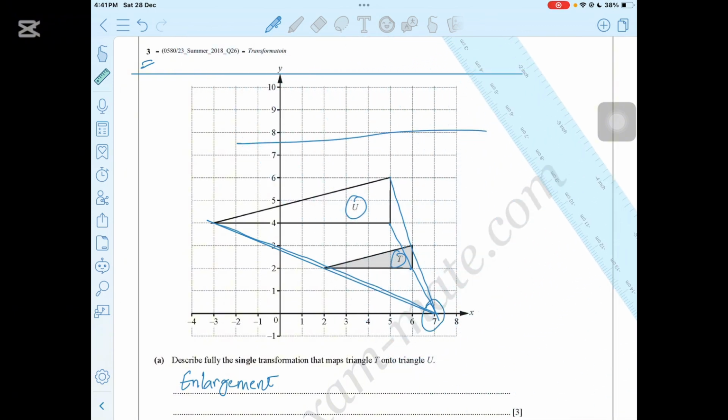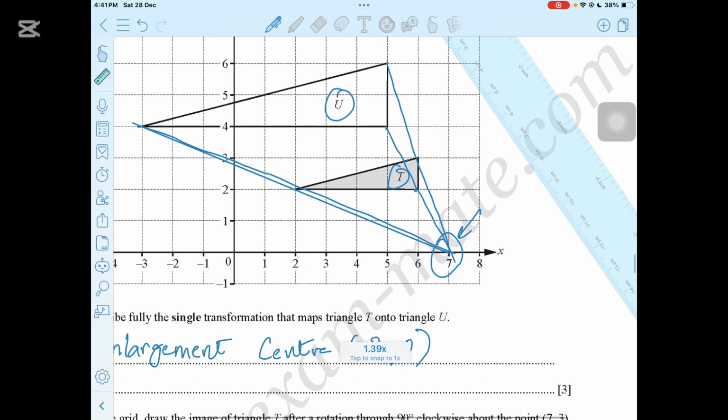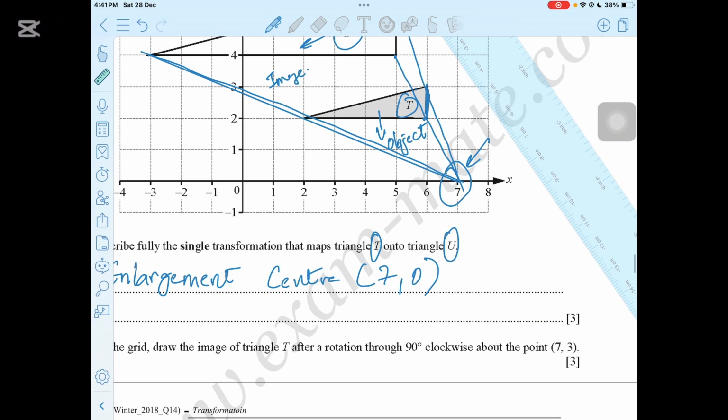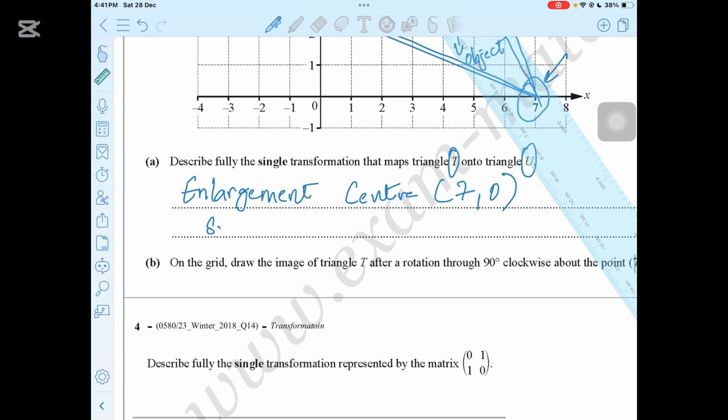So we have the center. The center is 7, 0. So this would be centered as 7 in the x-axis and 0 in the y-axis, and we have to calculate the scale factor. So we have triangle T onto triangle U. This is the object and this is the image, right? So image size over object size, this is basically image length over object length. This is 2 and this is 1, so we have a scale factor of 2, right? Scale factor 2.